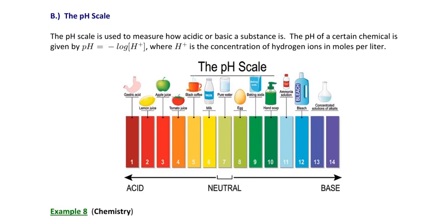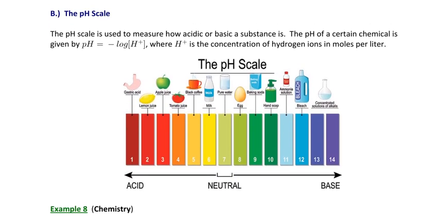The pH scale works similarly. The pH scale is used to measure how acidic or basic a substance is. The pH of a certain chemical is given by pH equals negative log of H positive, where H positive is the concentration of hydrogen ions in moles per liter. So we have the pH, which is the scale, and we have the number of hydrogen ions in moles per liter as the argument of our function.